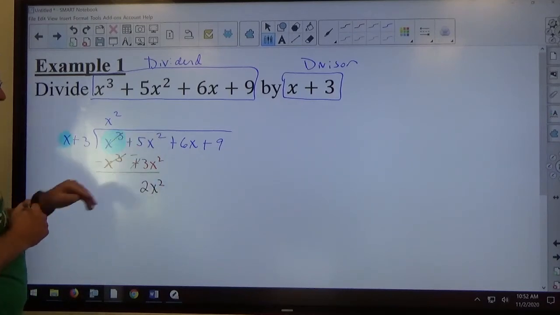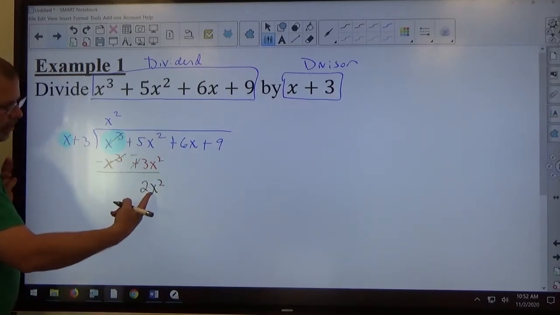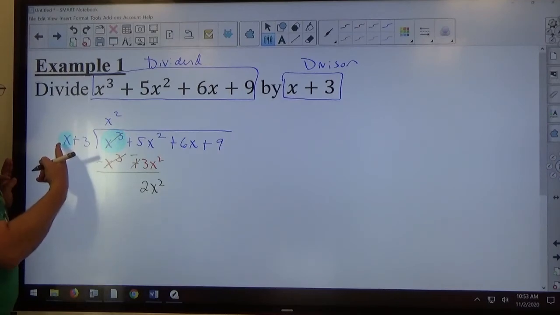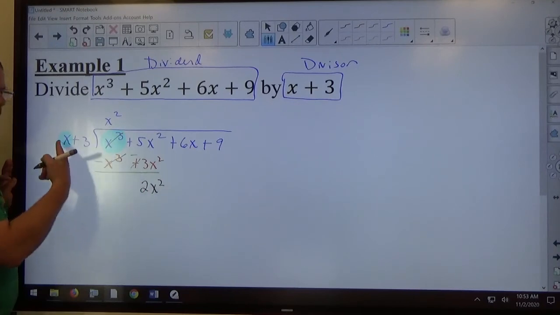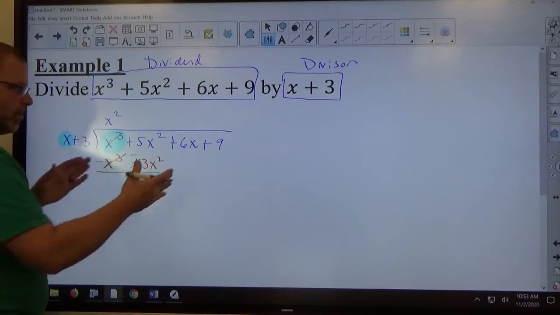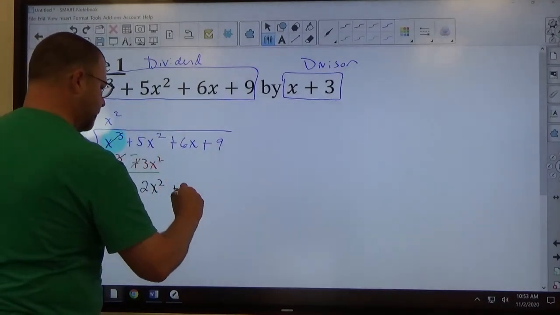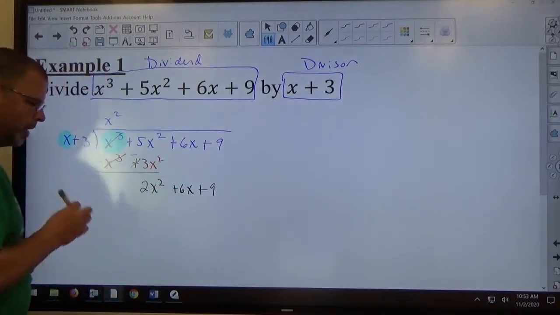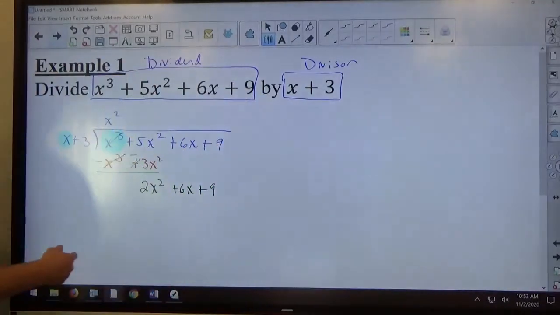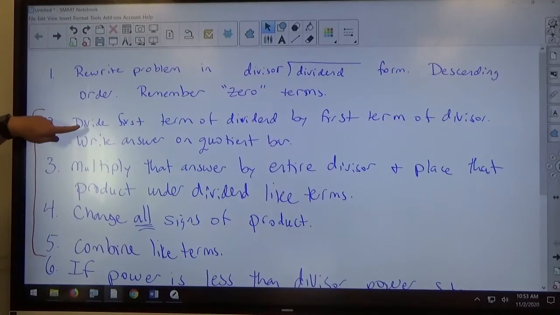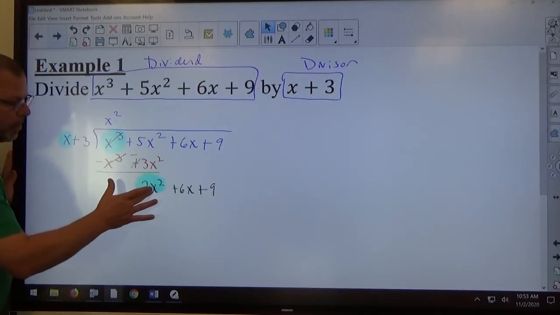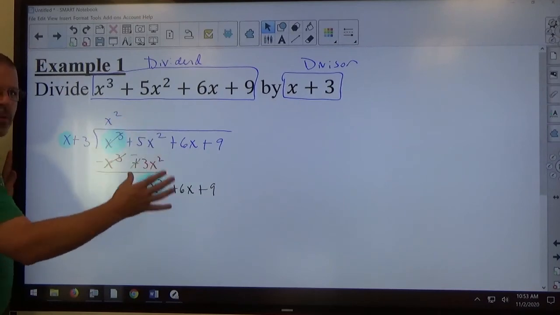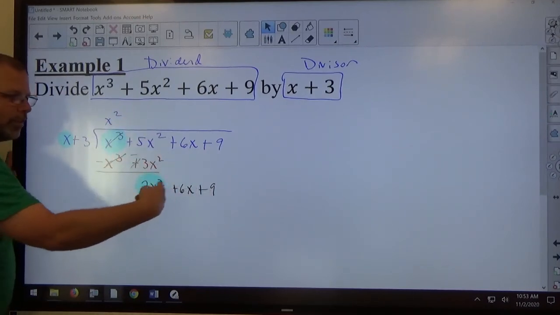And then once I've done that, if this is smaller than this, I'm done. That's what it says. If the power here is less than the power of the divisor, stop, you're done dividing. If not, you got to repeat the process. I'm going to bring everything else down, like so. And now I'm back to the first step, which says divide the first object of the dividend by the first object of the divisor. This is now the first object of the dividend. Every time I go through a process, what I'm left with is the new dividend.